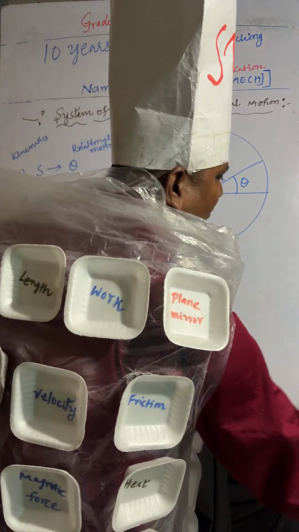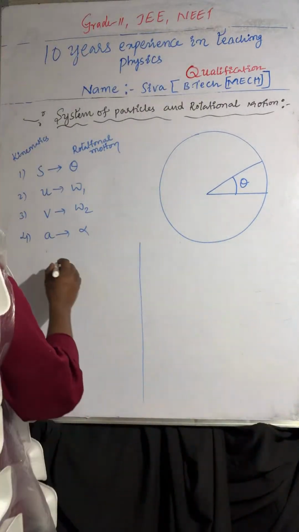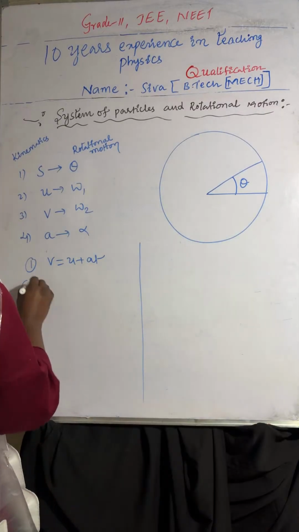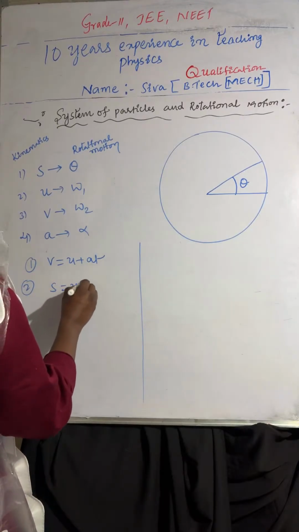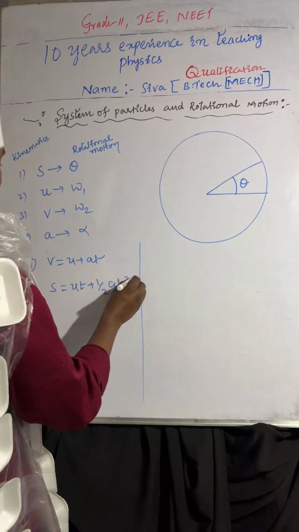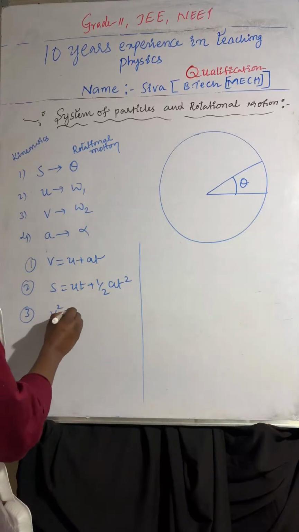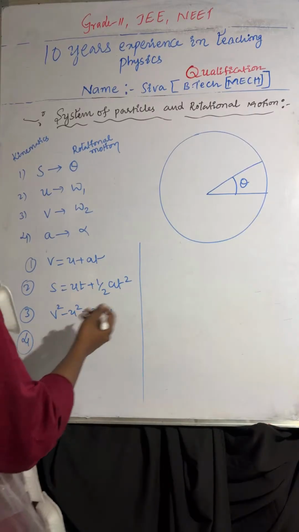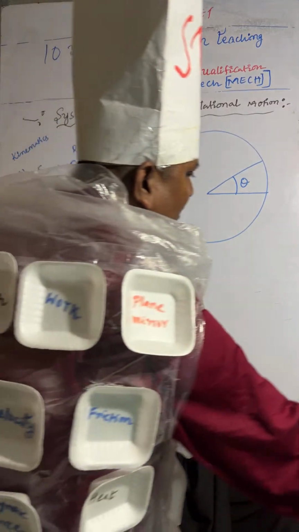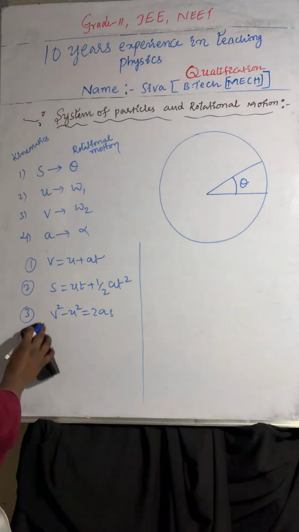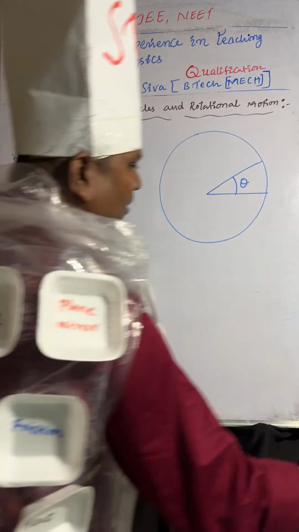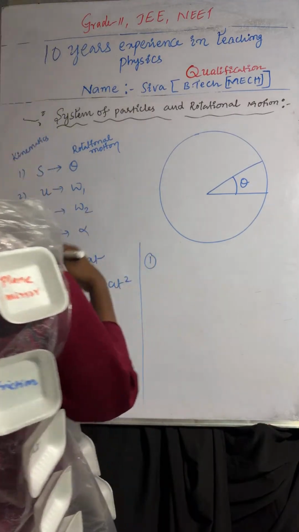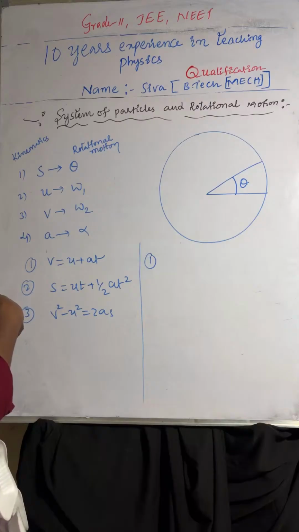We know the equations of motion: first, v equal to u plus at. Second, s equal to ut plus half at square. Third, v square minus u square equal to 2as. Those quantities we now write in the kinematic equations of rotational motion.